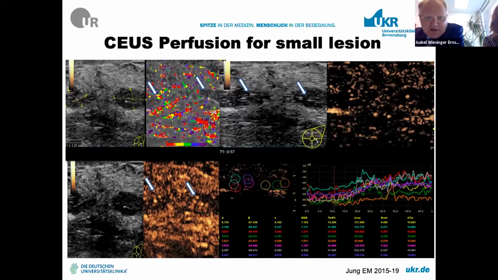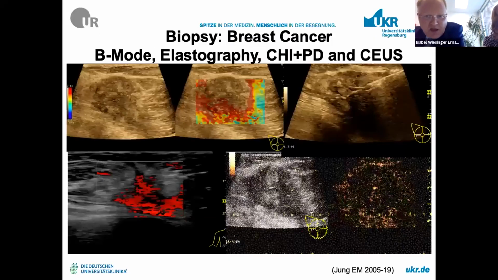Typical for malignant tumors is a wash-in and wash-out kinetic. For benign lesions, typical is a continuous contrast enhancement. What we have to decide before we perform biopsies: we optimize the B mode. We could use elastography for evaluation of the stiffness of the tumor.